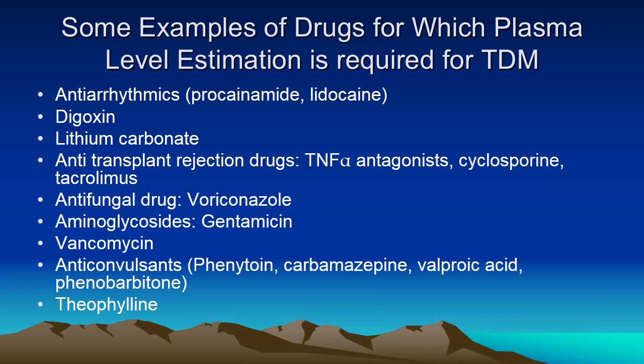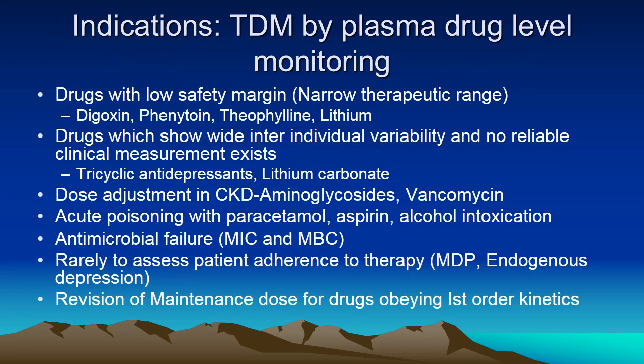Now, some examples where plasma monitoring is very helpful are antiarrhythmic drugs, digoxin, lithium carbonate, anti-transplant rejection drugs, cyclosporin, tacrolimus, anti-TNF-alpha drugs, voriconazole in particular, gentamicin, tobramycin, amikacin, aminoglycosides, vancomycin, many anticonvulsants, particularly phenytoin and phenobarbital, and theophylline. They have characteristics which require plasma level monitoring.